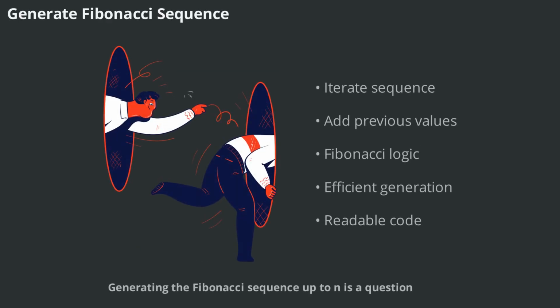Iterating the Fibonacci sequence up to n is a question that tests your ability to use loops and mathematical logic. By iterating and adding the previous two values, you can build the sequence. For example, generating 10 values yields 0, 1, 1, 2, 3, 5, 8, 13, 21, 34. This problem demonstrates your skill in iteration and handling numeric data. Interviewers look for efficient solutions and your ability to write readable code. Practicing this prepares you for more advanced sequence generation.